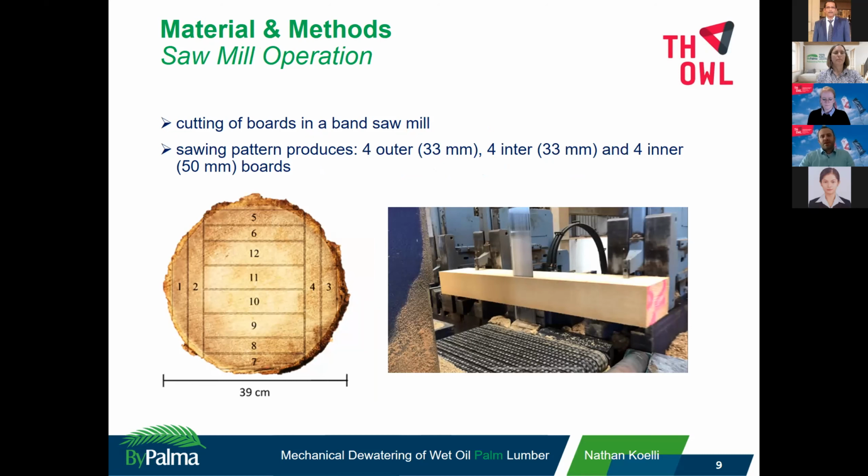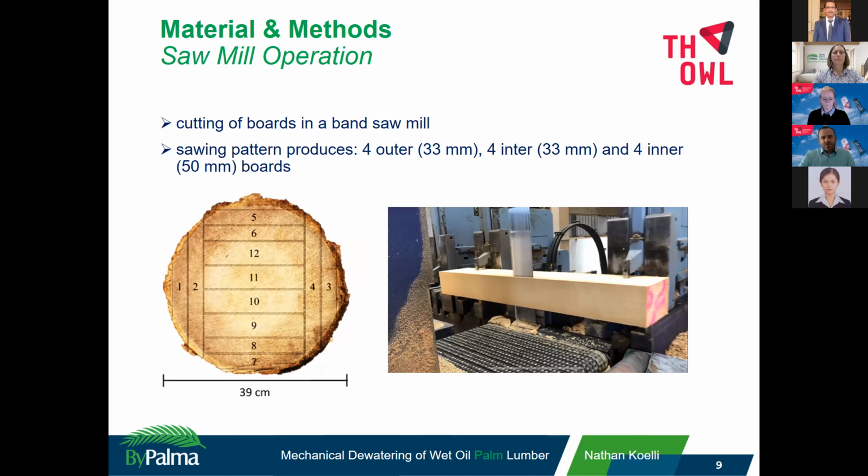Then the trunk parts are processed into boards in a band sawmill. The applied sawing pattern produced 4 outer boards, numbers 1, 3, 5, and 7, 4 interboards or intermediate boards, numbers 2, 4, 6, and 8, and 4 inner boards, numbers 9 to 12.